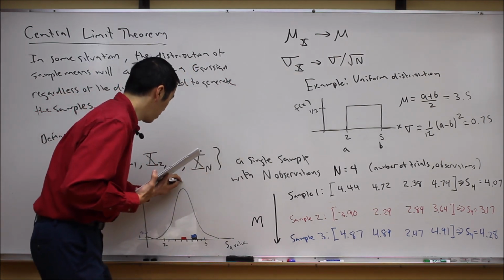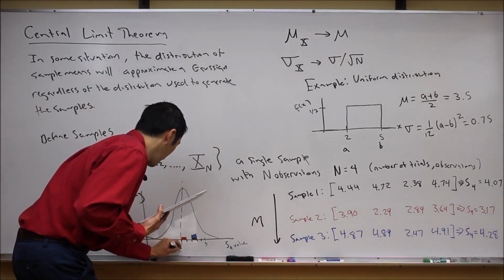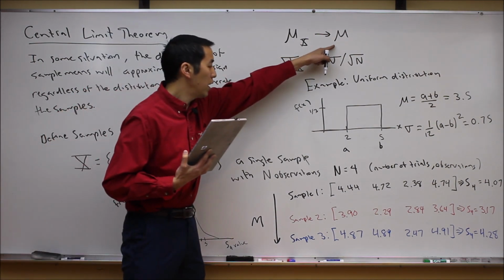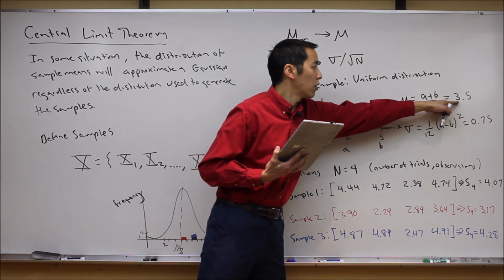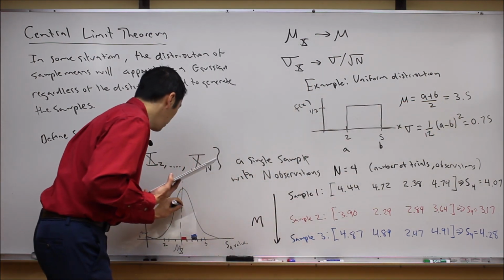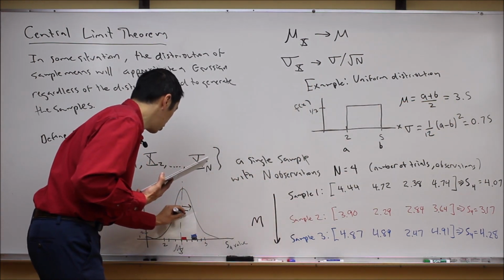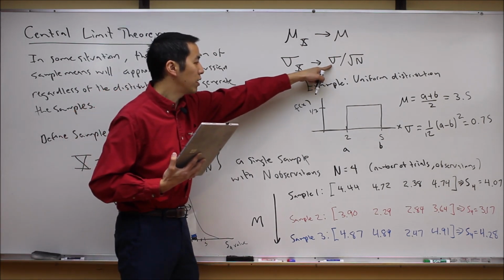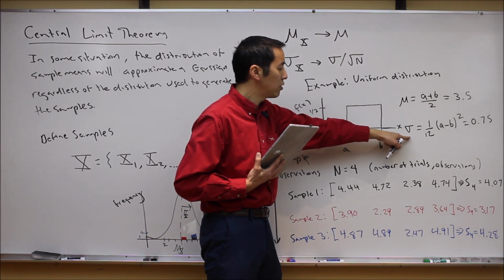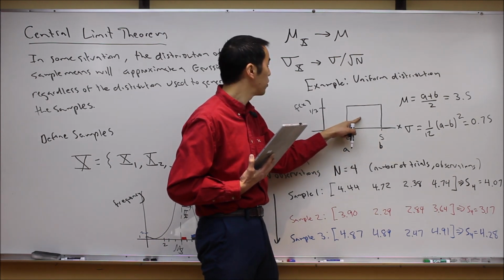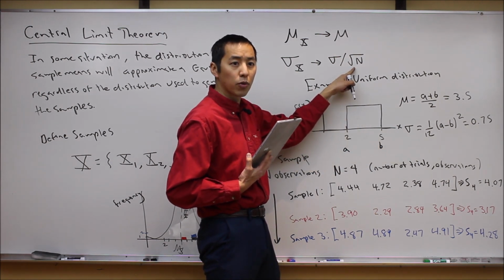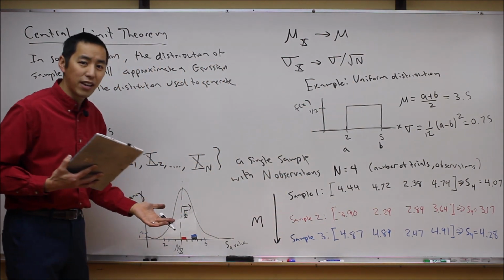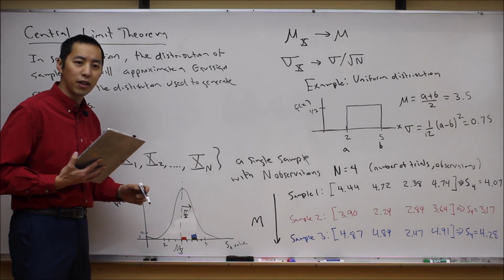The mean of this Gaussian, mu x, is going to be close to the mean here. Furthermore, the standard deviation of this Gaussian distribution, sigma x, is going to be related to the standard deviation of this uniform distribution, but scaled by the square root of n. That's fascinating. Let's run over to MATLAB and verify that this works.